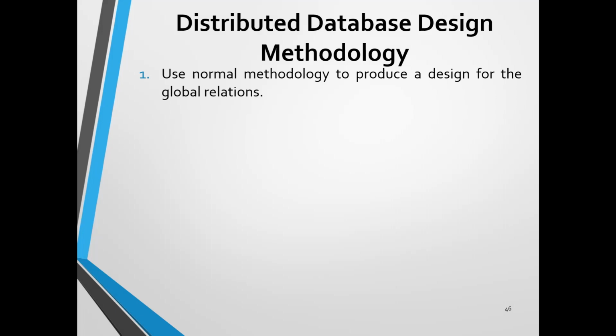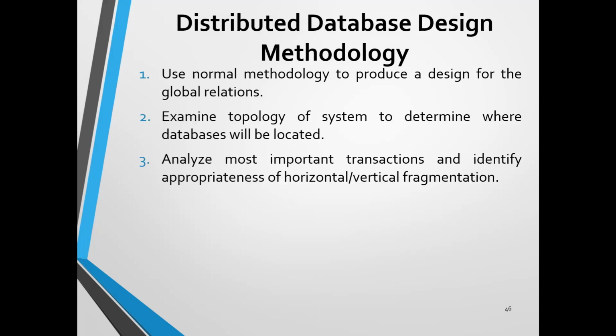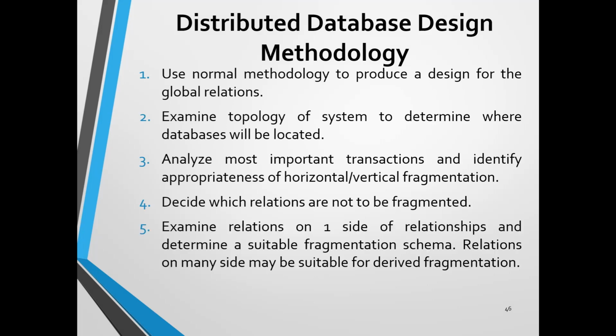Use normal methodology to produce a design for the global relations in distributed database design methodology. Examine topology of system to determine where databases will be located. Analyze the most important transactions and identify appropriateness of horizontal and vertical fragmentation. Decide which relations are not to be fragmented. Examine relations on one side of relationships and determine a suitable fragmentation schema. Relations on many sides may be suitable for derived fragmentation.